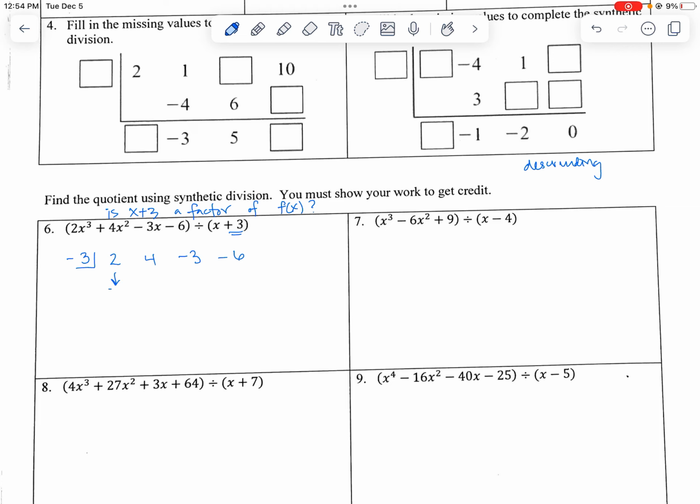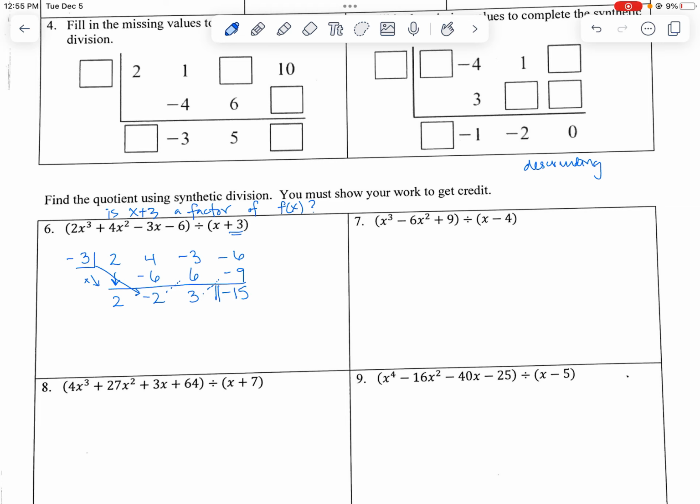What happens first is the first term comes down, so the 2 comes down, and then I multiply going diagonally. Negative 3 times 2 is negative 6. I'm going to add, as I go vertically, 4 plus negative 6, that gives me negative 2. Then the process begins again: I'm multiplying negative 3 times negative 2, and the result goes right here. That's 6. Negative 3 plus 6 is positive 3. I'm multiplying again, negative 3 times 3, and the answer goes right here. That answer is negative 9. And so negative 6 plus negative 9 is negative 15.